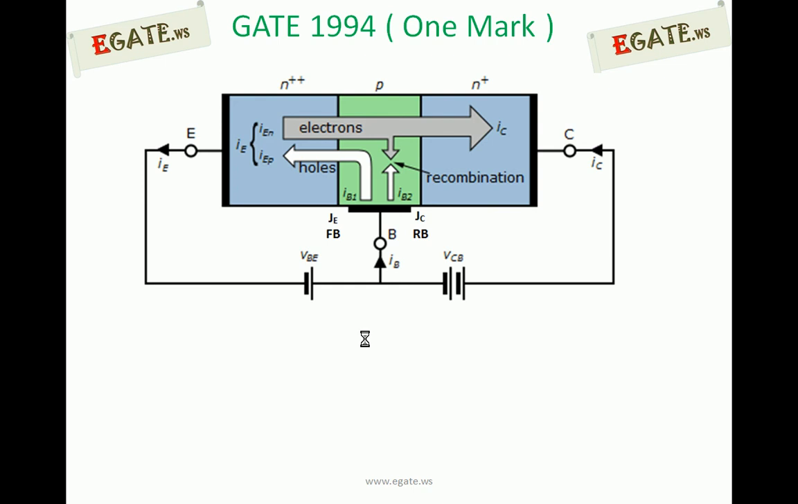Next, how to reduce current ratio? Exactly opposite. Again we are going for the same equations. IE is equal to IEN plus IEP, which is approximately equal to IEN. I copied the same thing, so this must be IEN. Okay, please make sure it is IEN.